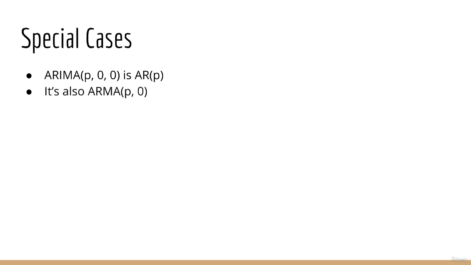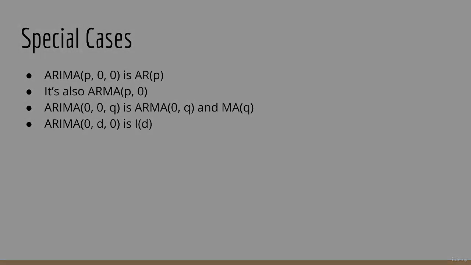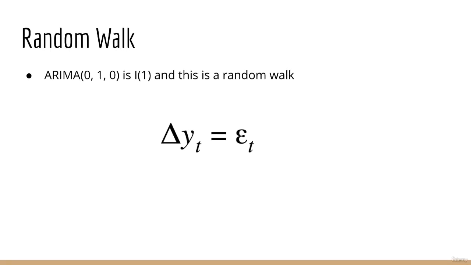Now that we know what the full ARIMA model is, we can see that all of the previous models we've discussed are actually just special cases of the ARIMA. For example, ARIMA(p,0,0) is an AR(p) process. This is also the same as an ARMA(p,0). Similarly, ARIMA(0,0,q) is an ARMA(0,q), which is also an MA(q). ARIMA(0,d,0) is an I(d).